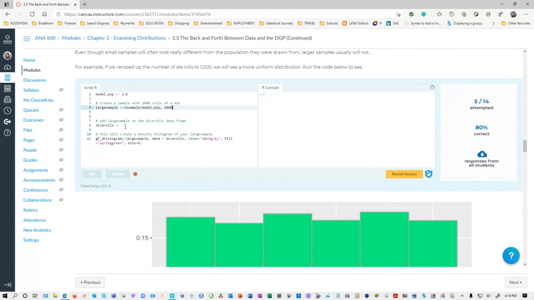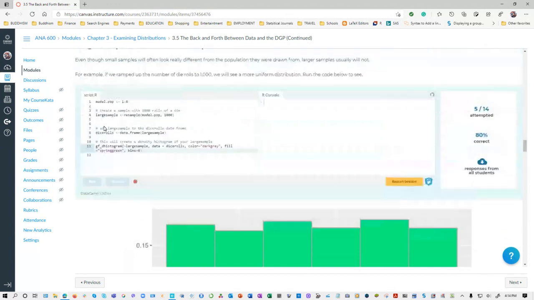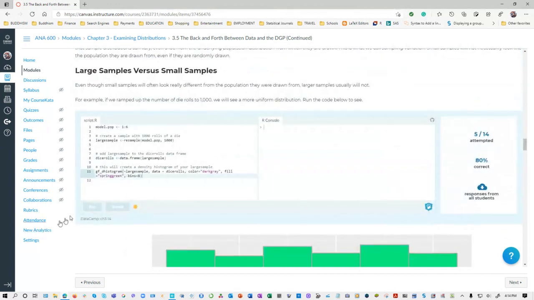Add large sample to the dice roll data frame. Use this to create a histogram for the large sample, data dice rolls, color, bins. If you want, you can get even the density curve, but they're not looking for the smooth curve. They were looking for just the histogram.